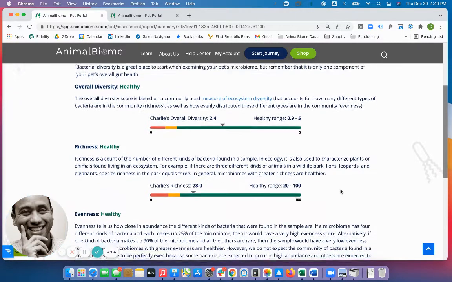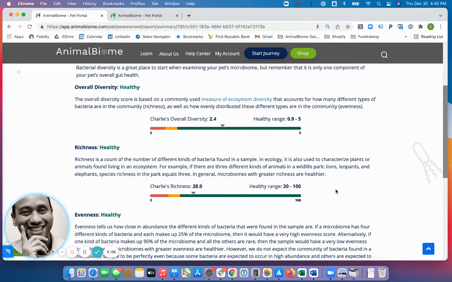Sometimes you have a pet like Charlie with a good number of different types of bacteria, so good diversity, but they have the wrong bacteria. Going back to the M&M example, Charlie has some unusual M&M colors that we don't usually see in healthy pets. This might be what's causing his GI problems. Let's look at the details to understand what is going on.